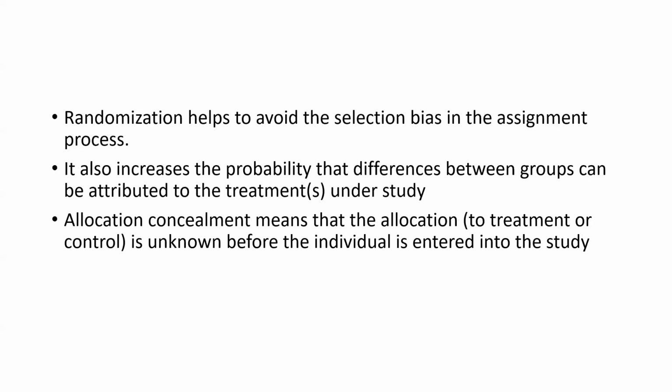Randomization helps to avoid selection bias in the assignment process. It also increases the probability that differences between the groups can be attributed to the treatment under study. Allocation concealment means that allocation is unknown before the individual is entered into the study.